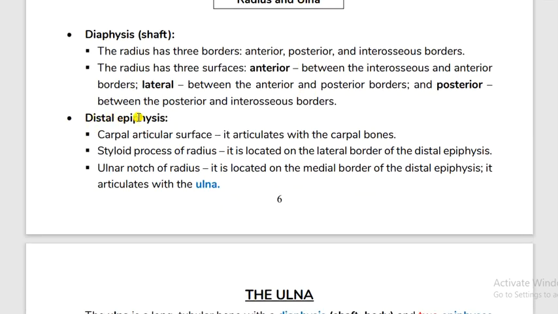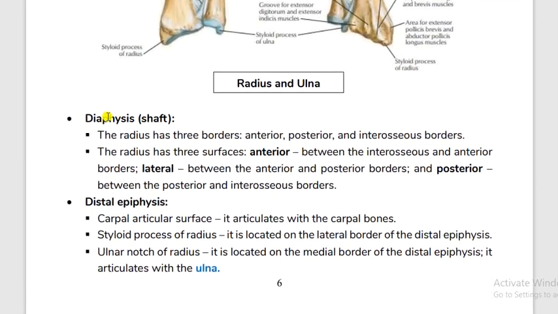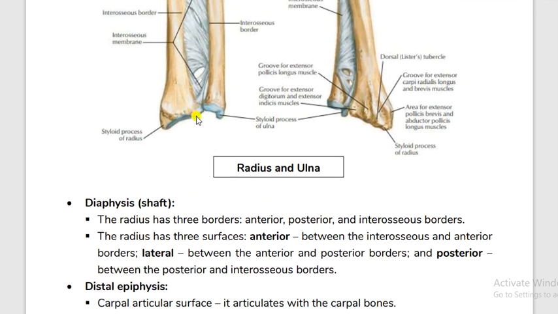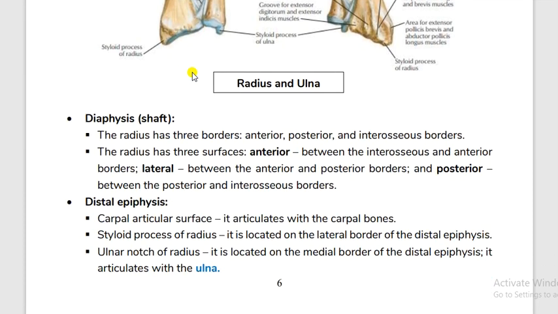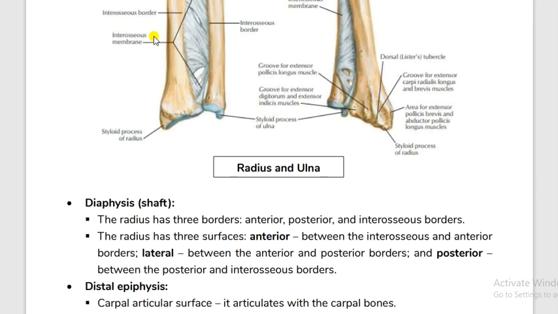Distal epiphysis. Now, the distal epiphysis of the radius has a carpal articular surface. It articulates with the carpal bones. This is the carpal articular surface here. It articulates with the carpal bones, which are the first bones of the hand, which we will talk about. There is a styloid process of the radius. This is the styloid process of the radius here.